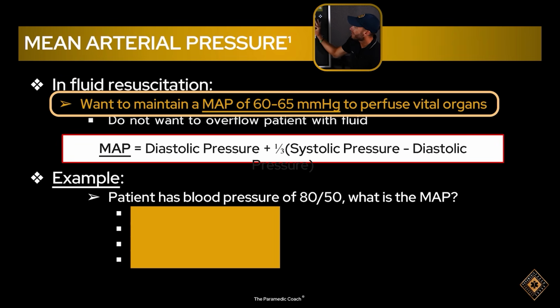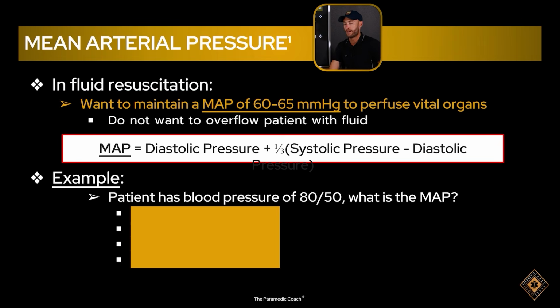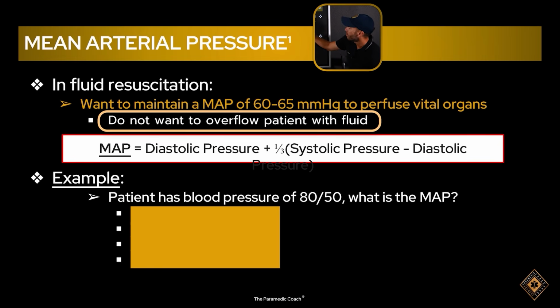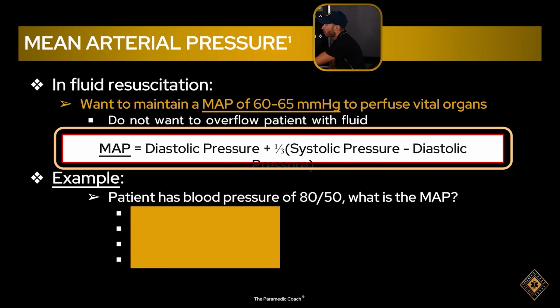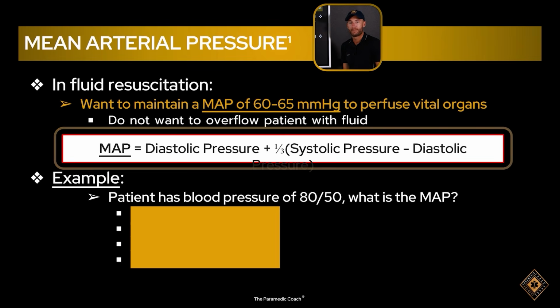We want to maintain a MAP of 60 to 65 to perfuse our organs. We've all heard that before. Systolic of 90, MAP of 60, right? We do not want to overflow the patient with fluid. So how do I figure out the MAP? Could this be a test question? It sure could be. The diastolic pressure plus one third of the systolic pressure minus diastolic is your MAP.